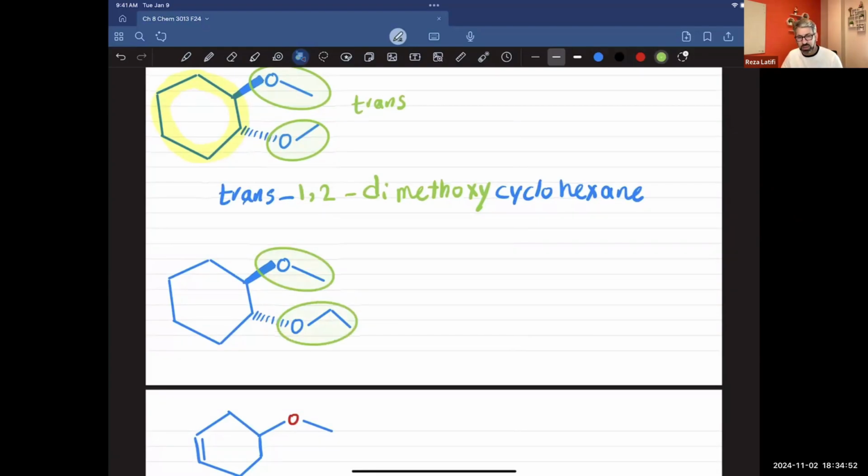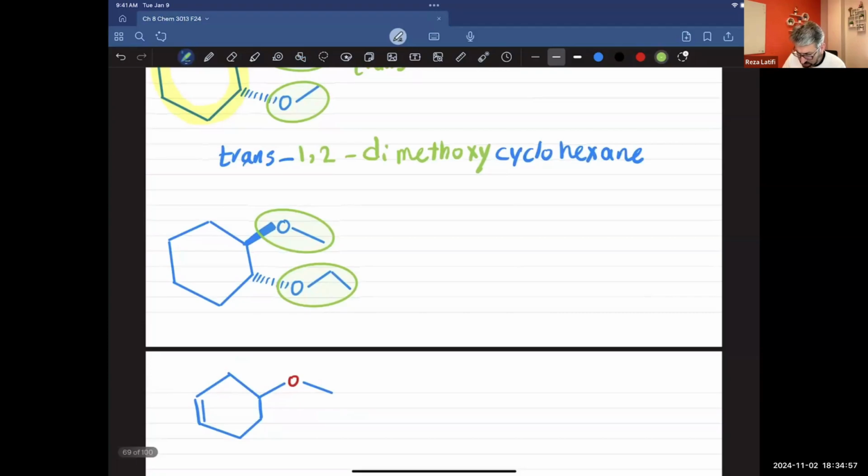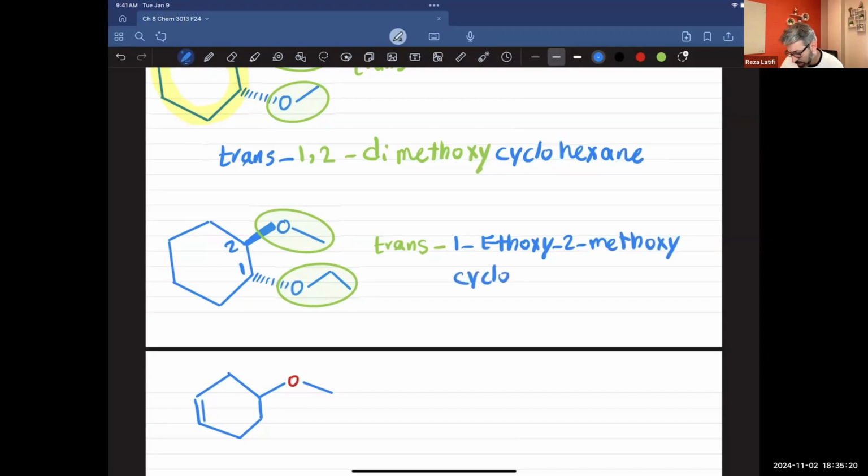Okay, next. I have two substituents that are not identical. One is ethyl and the second is methyl. Priority goes to ethyl. And these two are trans. So here we go, trans. Next, this is going to be 1 because of the ethoxy, and this one will be 2. So we say 1 ethoxy, and then 2 methoxy cyclohexane. So trans 1 ethoxy 2 methoxy cyclohexane, and that's going to be the right name for it.